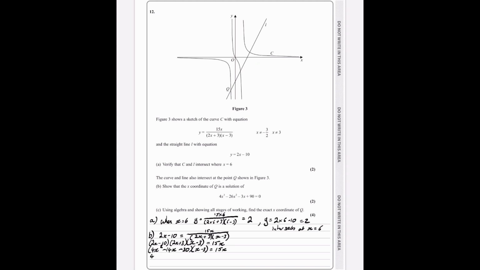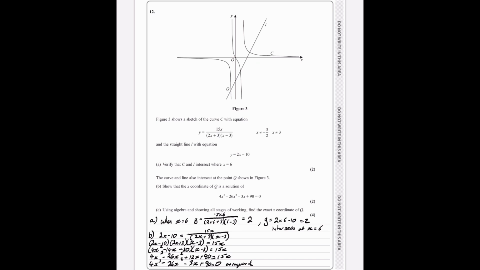And then multiply each part of the quadratic by x, and then by minus 3, and then collect them. It gives us 4x cubed minus 26x squared plus 12x plus 90, and that's equal to 15x. And then lastly, subtract 15x from both sides, and you get the equation that they wanted us to show: 4x cubed minus 26x squared minus 3x plus 90 equals 0.